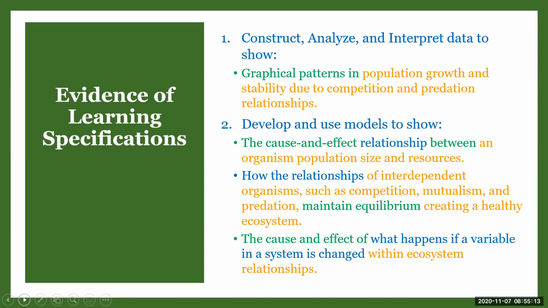Again, bringing in that competition, predation, mutualism, all of those topics. Also, that model should show the cause and effect of what happens if a variable in that system changed within an ecosystem. You notice that's, again, very similar to the EOLs from Unit 1. We, again, want the students to be able to predict what is going to happen within their ecosystem if something changes, so that we truly know the students know that interaction piece, how they interact with each other within that ecosystem.